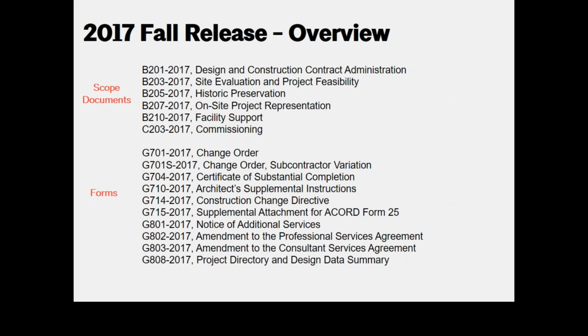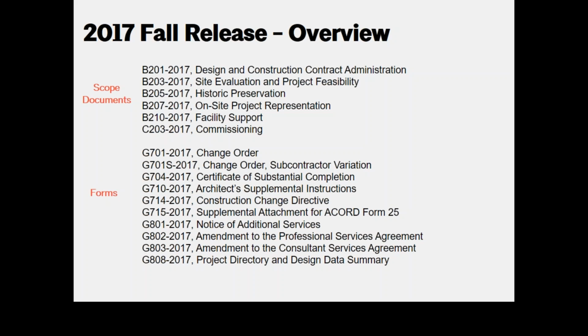The first batch of documents is the scopes, and I'm going to be talking about every single one of these in some detail except for B201. B201, Design and Construction Contract Administration, is very similar to what you would find in a B101 owner-architect agreement. So if you want to know about that document, go look at one of the B101 owner-architect webinars. We have at least one, if not more than that, of those out there. I won't be talking about that one in detail, but I will be talking about the rest of these scopes.